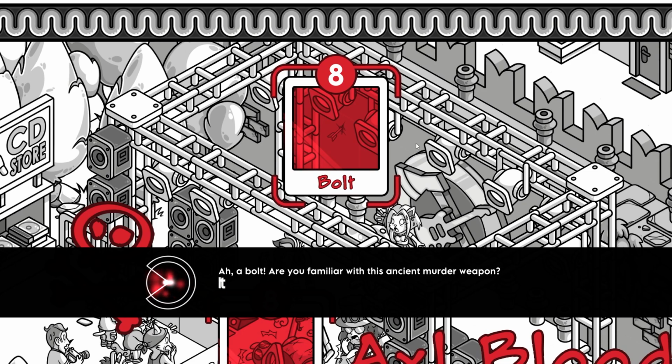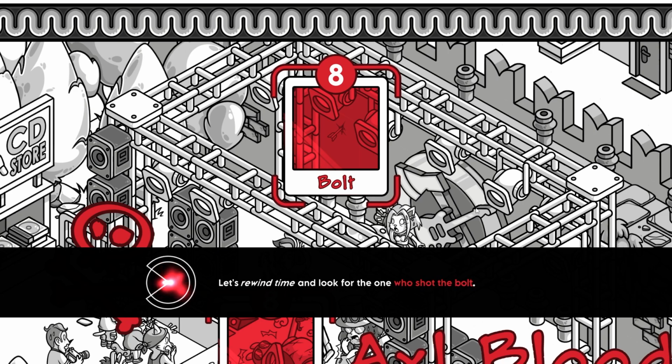Ah, a bolt! Are you familiar with this ancient murder weapon? It was fired from a ranged weapon called a crossbow. The tech was very clever for its time. Let's rewind time and look for the one who shot the bolt.